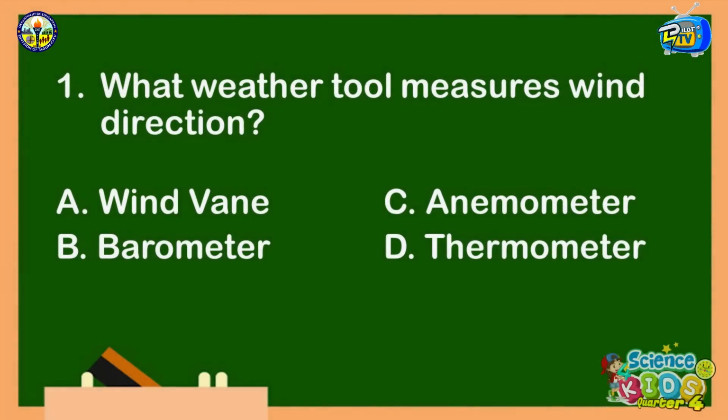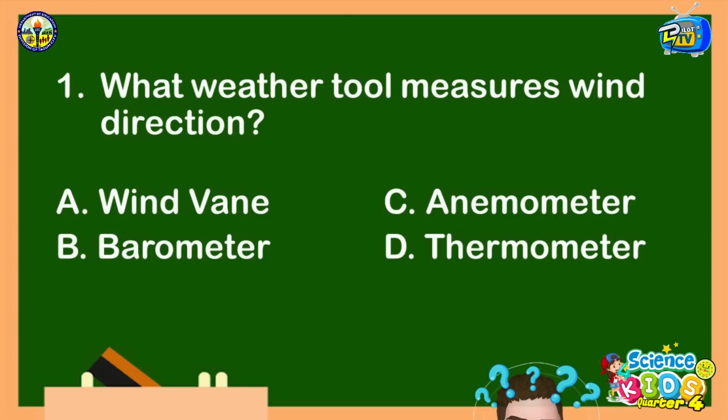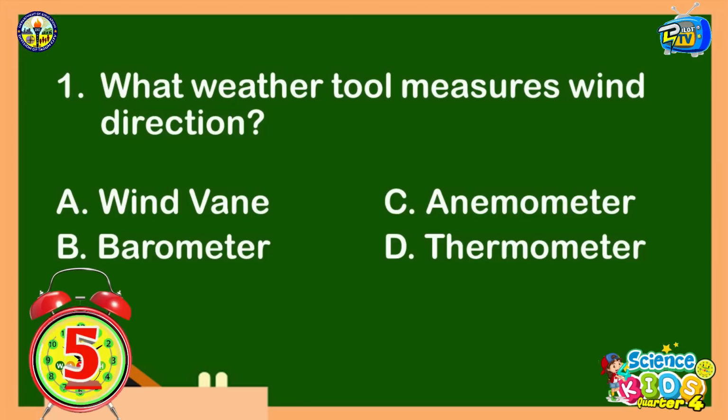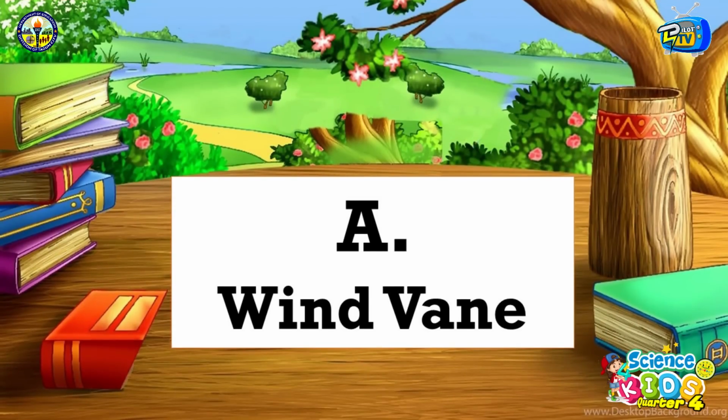Number 1. What weather tool measures wind direction? A. Wind vane. B. Barometer. C. Anemometer. D. Thermometer. What is your answer? Very good. The correct answer is letter A, wind vane.